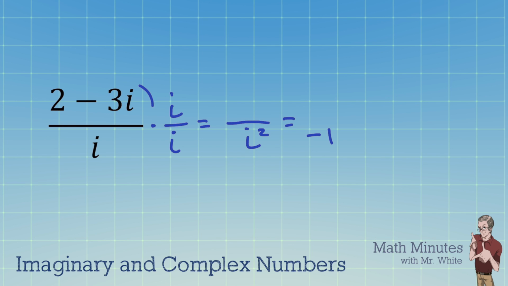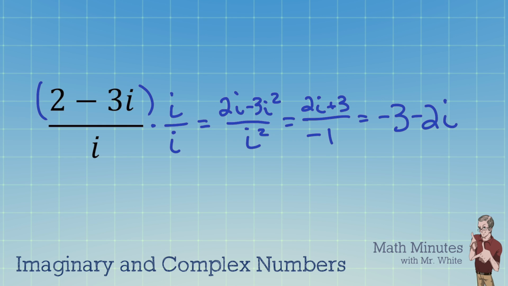Now on the top, when we do the distributive property, we get 2i minus 3i squared. Well, there's another i squared. So on the top, we have 2i plus 3, right? Because I replaced that i squared with a negative 1. And we can go ahead and rewrite this as negative 3 minus 2i, because I distributed that minus sign on both of the terms on the top, and I went ahead and wrote it in the standard a plus bi format that complex numbers should be written in.